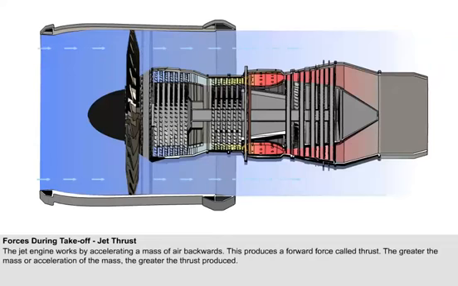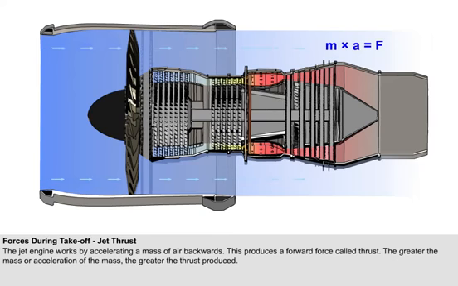The basic concept of the modern jet engine is that it draws in a large mass of air through its intake, accelerates it, and finally ejects it. The principle involved here is mass multiplied by acceleration produces a force. This is an adaptation of Newton's second law of motion. The greater the acceleration of the air, or the greater the mass of the air, the greater the thrust force produced.